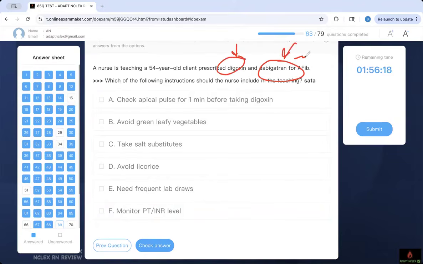They're doing something different. The answer choice said what? Check apical pulse for 1 minute before taking. Do you tell them that? Should you include in the teaching? Avoid green leafy vegetables. Do you include in the teaching? Take salt substitute. Should you do that? Avoid local rice. Do you do that? Need frequent lab draw. Is it part of your management? Monitor PT and what do you think? Put down in the comments your answers. And then we break it down.